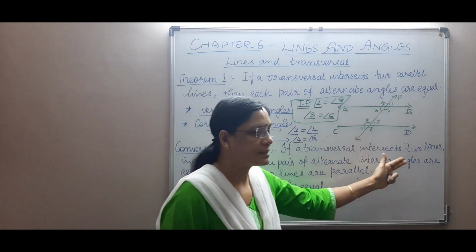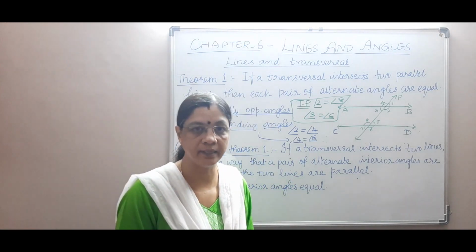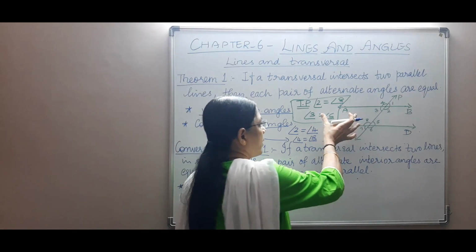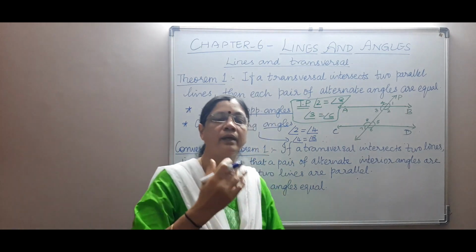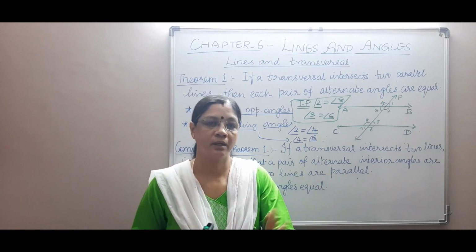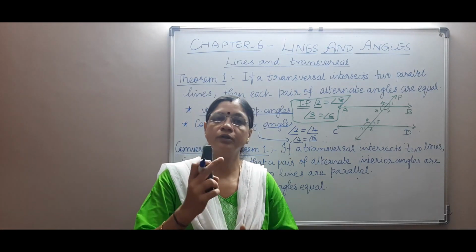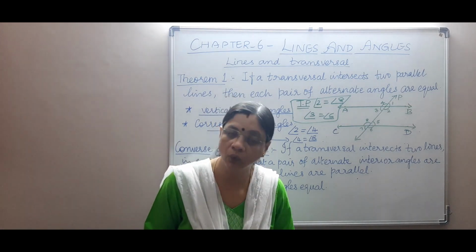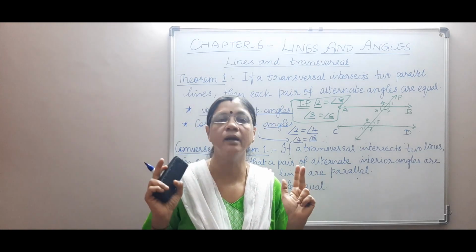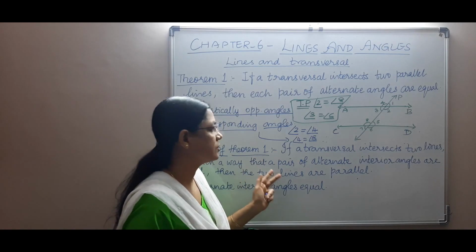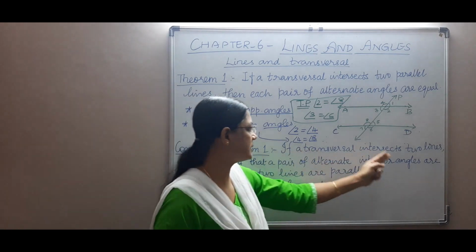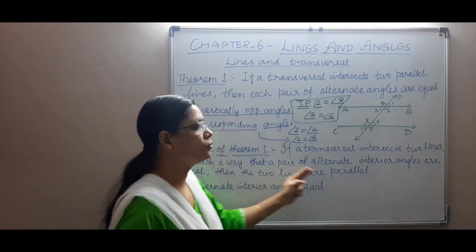If the transversal intersects two lines, now the condition is that the alternate angles are equal, the thing which we have proved in theorem 1, so we'll take it as a condition. When the alternate interior angles are equal when a transversal cuts two lines, then we can say those two lines are parallel. So that is what the converse of theorem 1 states: if a transversal intersects two lines in such a way that a pair of alternate interior angles are equal, then the two lines are parallel.